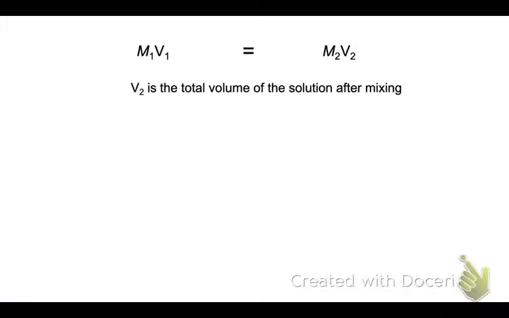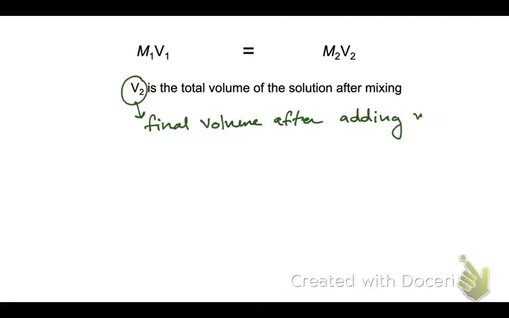V2 is the total volume of the solution after mixing. So V2 here is the final volume after adding more solvent. Okay?